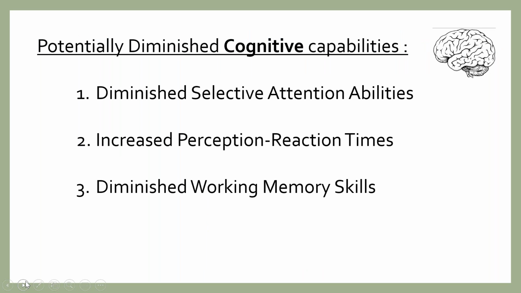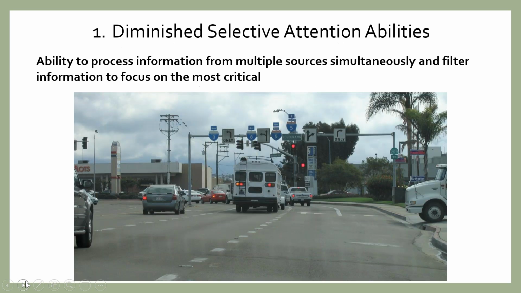And let's close out with talking about three cognitive capabilities that tend to diminish as we age. That's selective attention, perception reaction time, and working memory. So selective attention, that's our ability to process information simultaneously that may be coming at us from multiple sources, or even sometimes multiple senses. But in the driving task, it's primarily visual, although it could be visual and what we hear. So perhaps like a siren or a honking of a horn, but mostly visual.